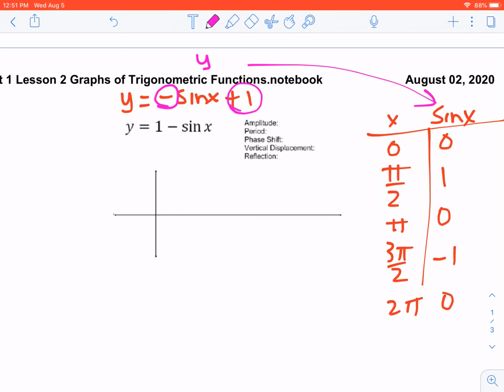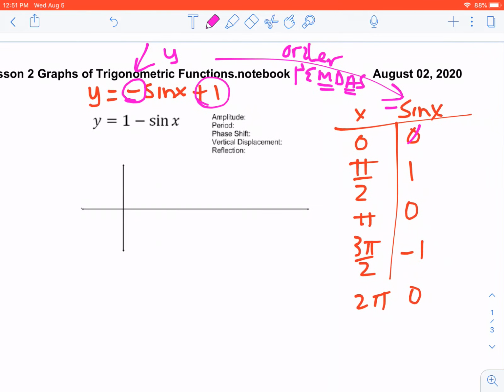Now, there is a certain order you have to follow, and I want you to think about your order of operations. You have to do all multipliers before you do any add-ins. So this negative has to be dealt with first because that is a multiplier. So when I want a negative sine x, this is still going to be 0, this is still going to be 0, that's still going to be 0, but that's going to change to a negative 1, and negative 1 changes to a positive.